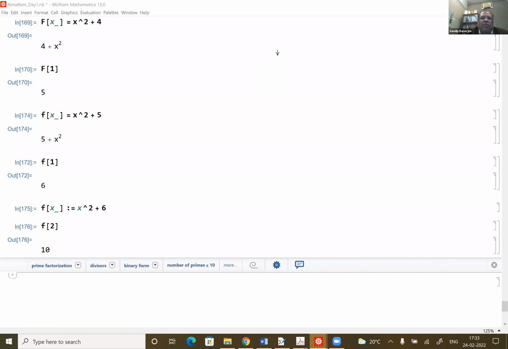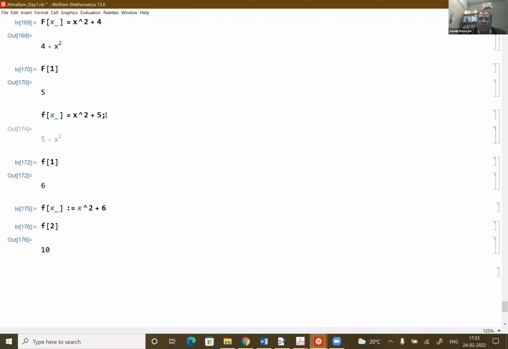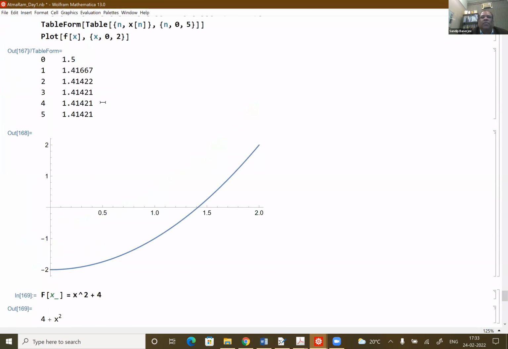So sometimes we don't want the output, but sometimes we want the output. Another way of suppressing the output is if I put this one. So then the output will not come. So if you want, if you don't want, it's up to you.